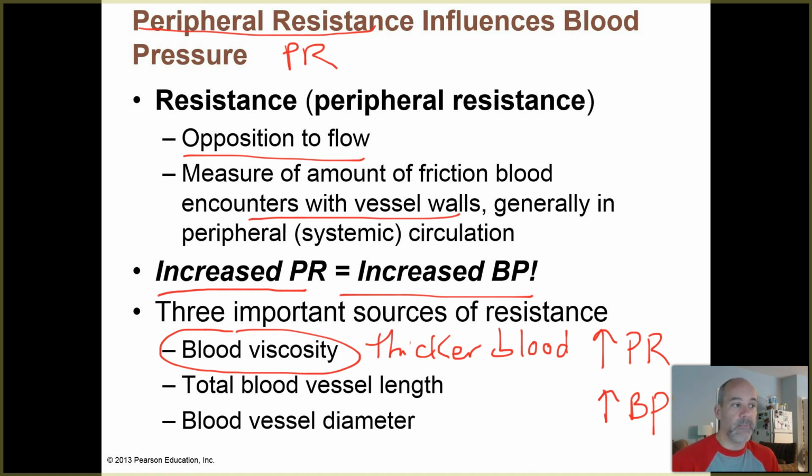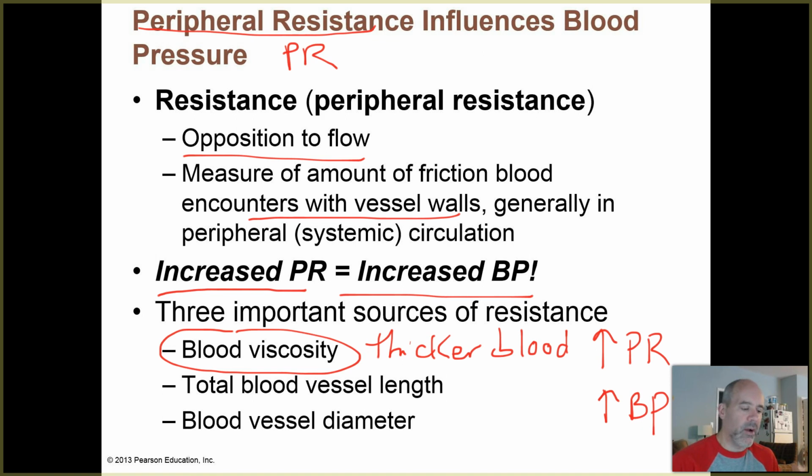So if you think about, what could increase your blood viscosity? Well, what if you have polycythemia? Remember, if you have an excess production of red blood cells, that's going to thicken your blood because those red blood cells are taking up more space in your blood than they normally would. You're going to have a lower volume of plasma in there. That's going to increase your peripheral resistance, and it's going to increase your blood pressure.